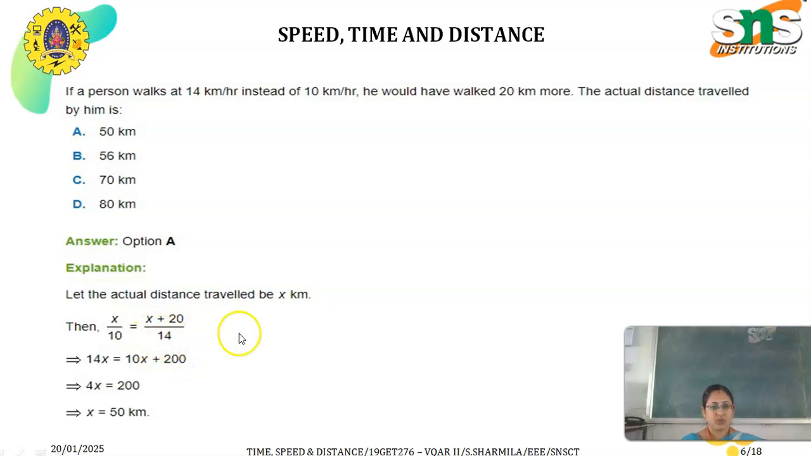So we have to equate this: x by 10 is equal to x plus 20 by 14. So we get x is equal to 50 kilometers. So the answer is option A. Thank you.